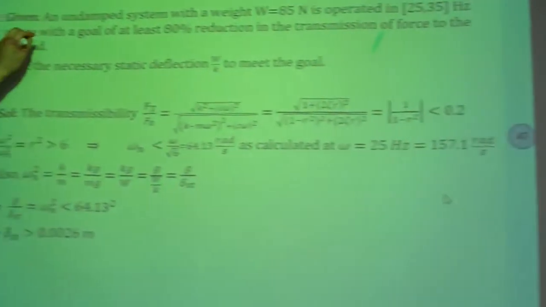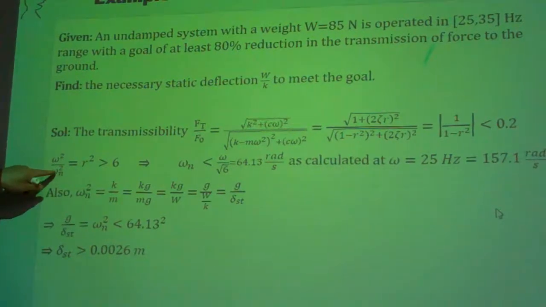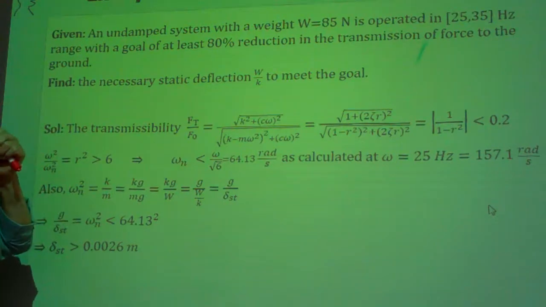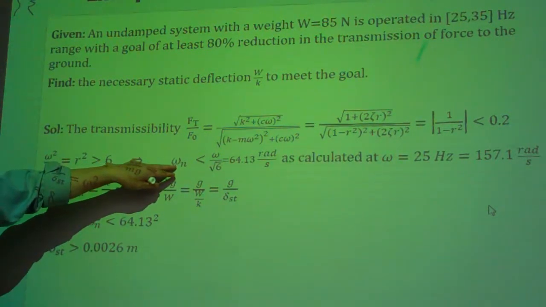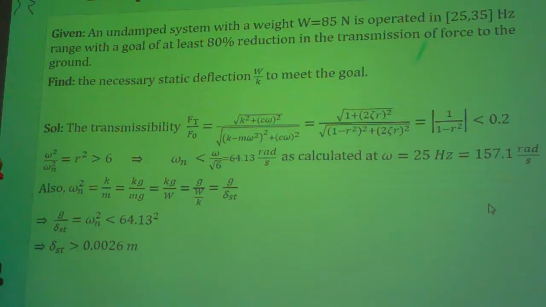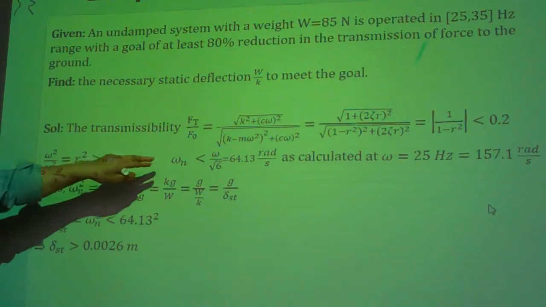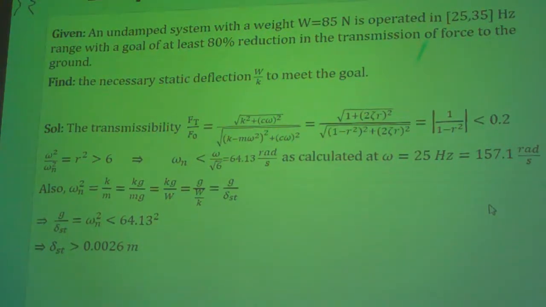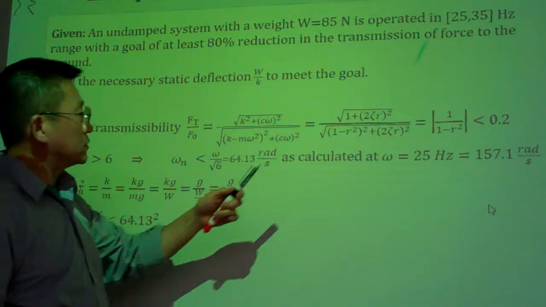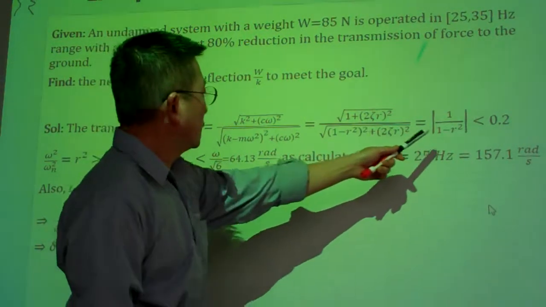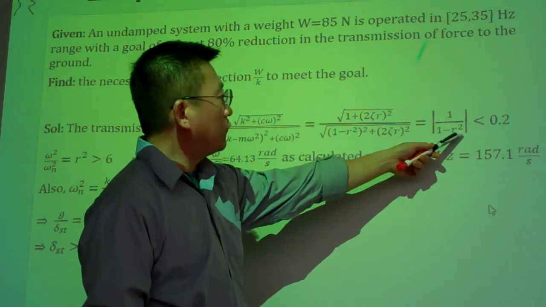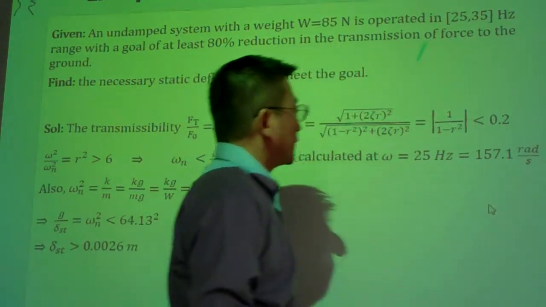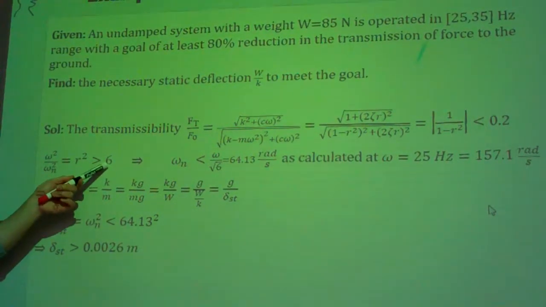Omega n is related to m over k, and we're looking for the amount of k. So right now omega n is the number we're looking for. Okay. So keep those things in mind. With this information, we can go here first. From this information, we can solve for r squared. By solving these equations, r squared must be greater than 6.